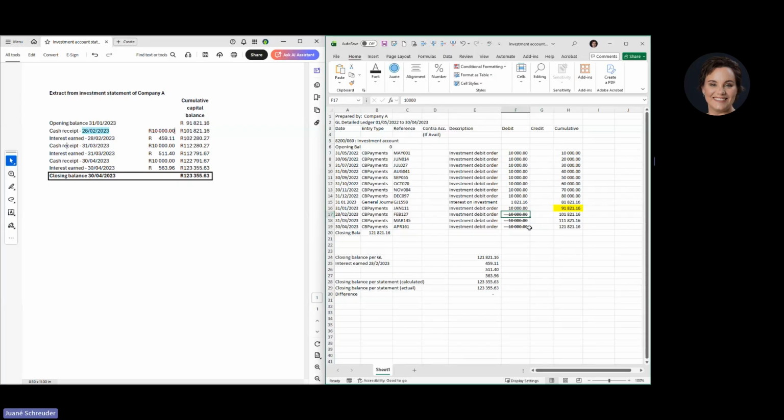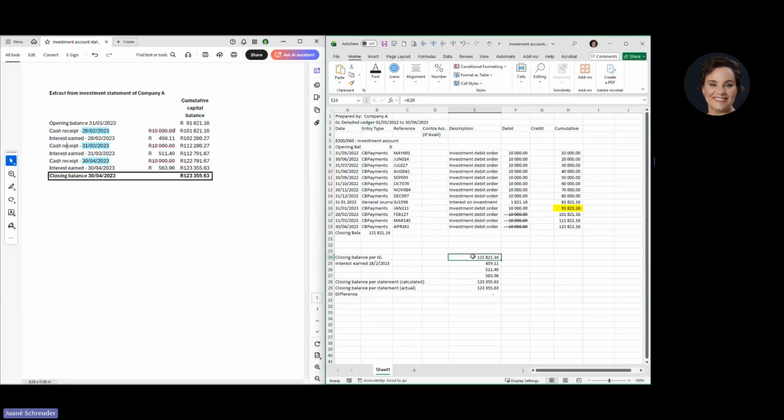So I've marked off then each of these 10,000s at the end of March. I have then reconciled those deposits end of March and end of April. So what are we left with? We are left with the interest earned. And are they recorded in the general ledger? No, we don't see the interest earned recorded in the general ledger. So that is why we then have a balance.